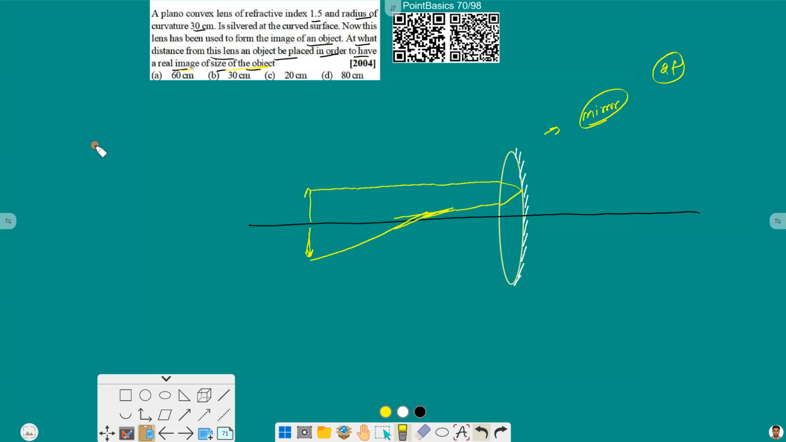We will use the formula that power of the system will be equal to twice the power of lens plus power of the mirror. Now, power of the lens we have to calculate. So power of the lens will be equal to 1 by FL, that will be equal to mu minus 1 into 1 by R1 minus 1 by R2. Refractive index of the glass is 1.5, so this will be 1.5 minus 1, or 0.5, into 1 by 30 plus 1 by 30, so this will be 2 by 30, and this will be 1 by 2, so this will be basically 1 by 30.